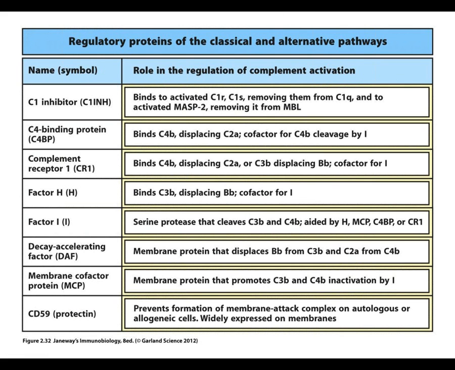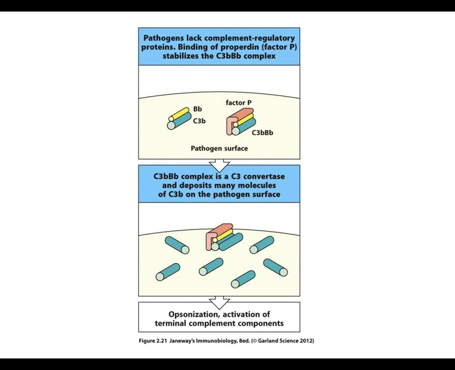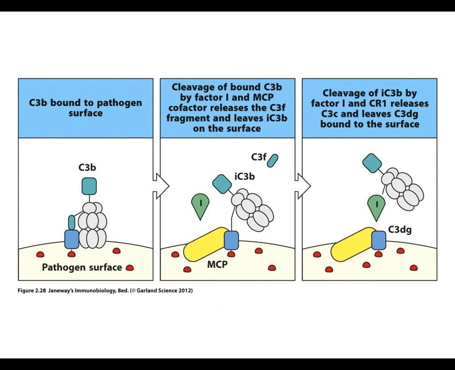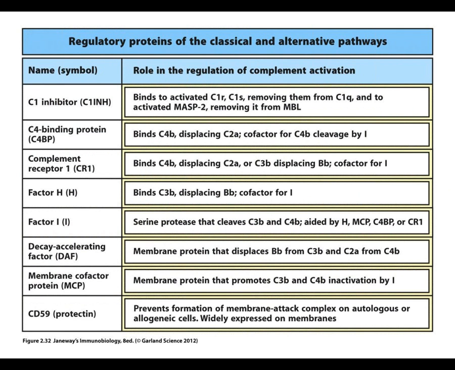Okay? Now, something I hope you pay a lot of attention to in this chapter are all these regulators that can work in different ways. I think we're going to take a look at some of these. So C1 inhibitor we know, of course, because it's associated with what disease? Its absence is associated with hereditary angioedema.